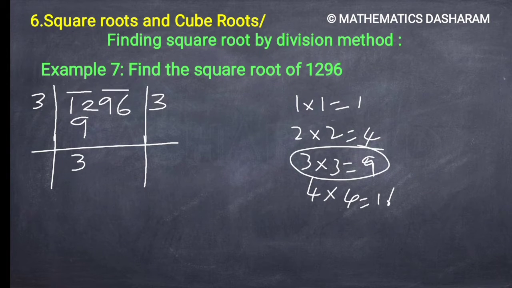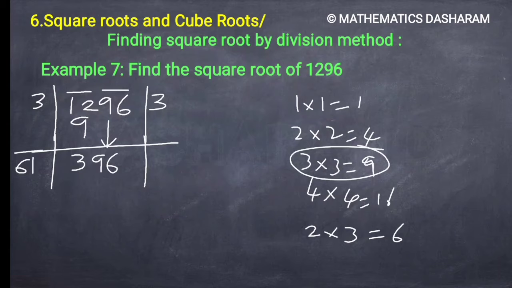Next, the second step is to bring down the next pair. The next pair is 96, so the total number is 396. Next, take twice the quotient. The quotient is 3, so twice means 2 times. 2 into 3 equals 6. So here is a 6. Now beside 6 we need to take one digit. How? What is the digit you are selecting?